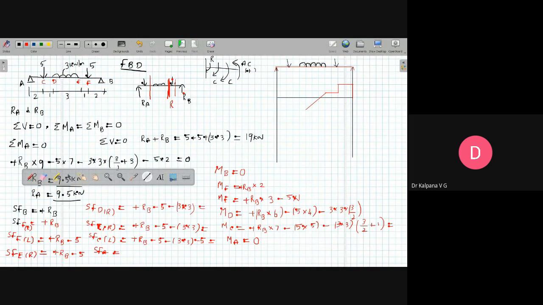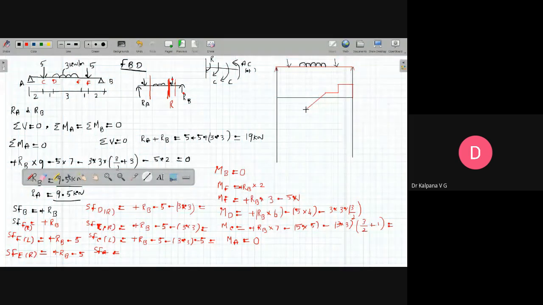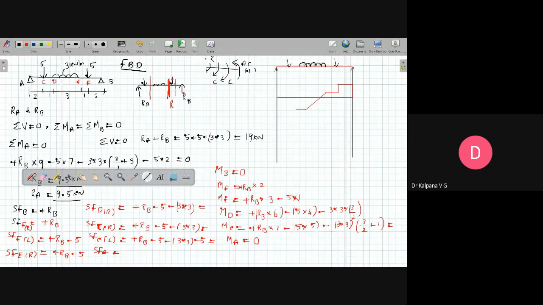Yes, 4.5 minus 9, it's minus 4.5. Again the value is constant up to the point load, and then a drop of 5 kilonewton, and which is again constant. So this is the outline of the shear force diagram.